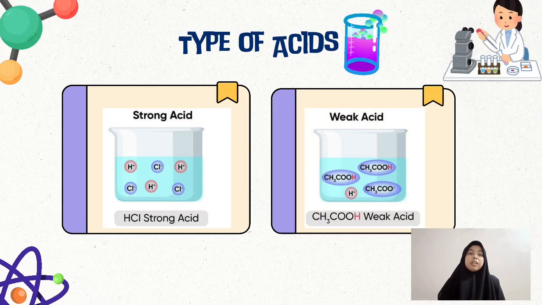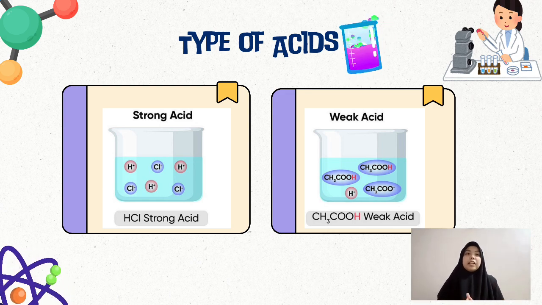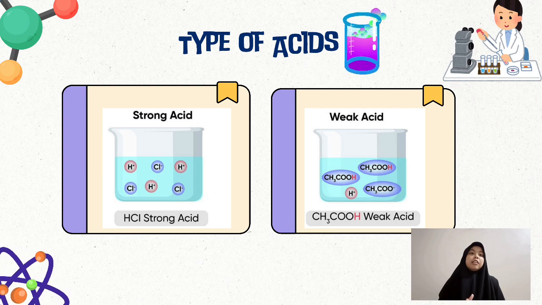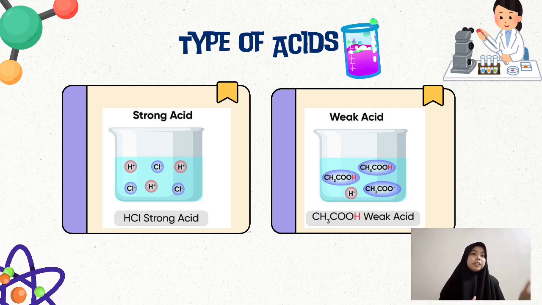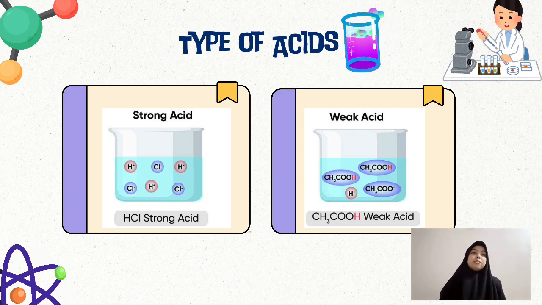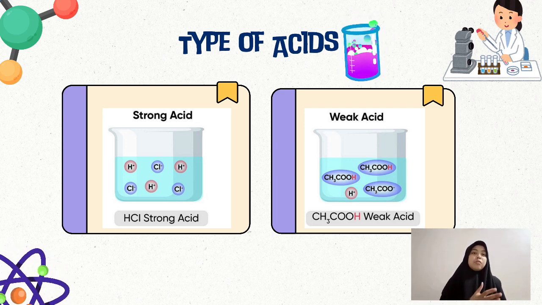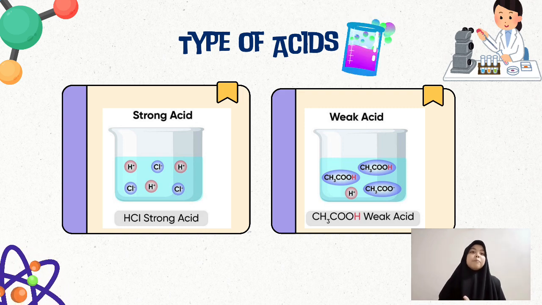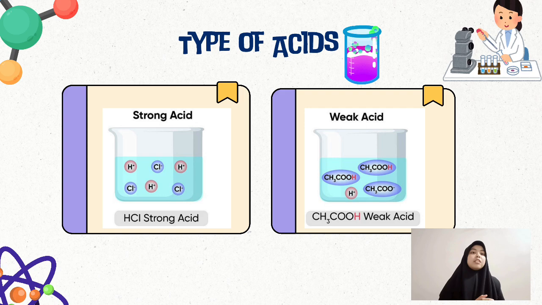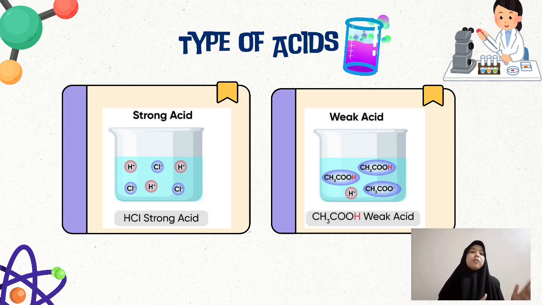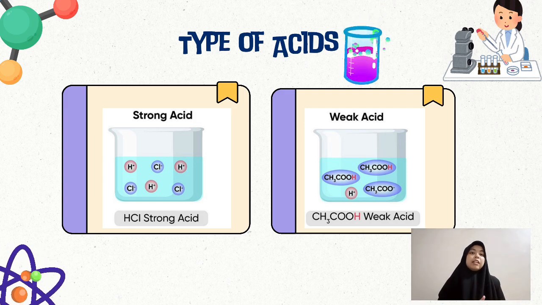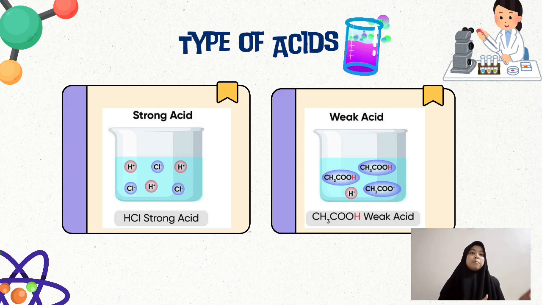Based on the slide, we can see strong acid. For example, HCl dissociates completely in water. HCl ionized completely into H+ and Cl-. But for weak acid, for example, in this picture, which is CH3COOH, only one molecule dissociates completely into H+ and CH3COO-, but two other molecules do not dissociate and remain as CH3COOH molecules.